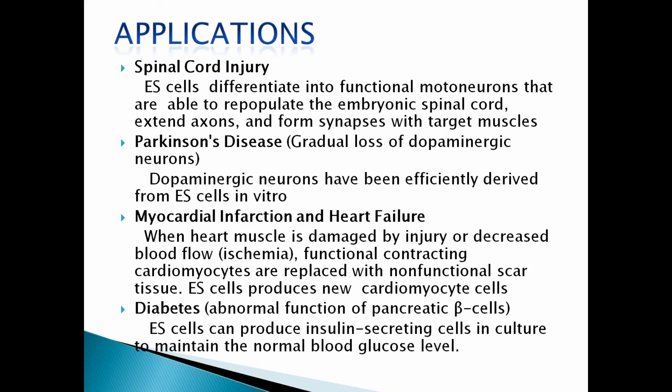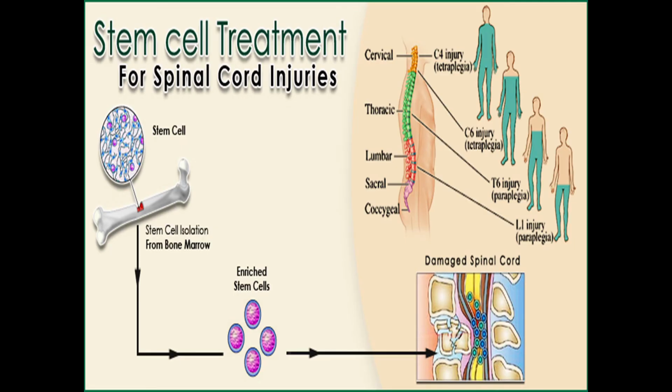Blood disease treatment: adult hematopoietic stem cells are used to treat cancer, sickle cell anemia and other immunodeficiency diseases. These stem cells can be used to produce red blood cells and white blood cells in the body. Other applications: they cure spinal cord injury, Parkinson's disease, myocardial infarction and diabetes too.